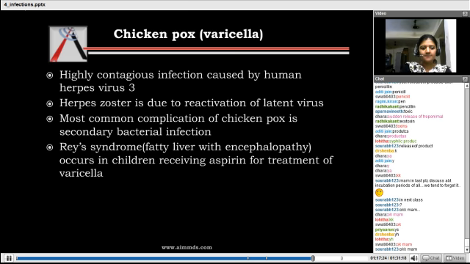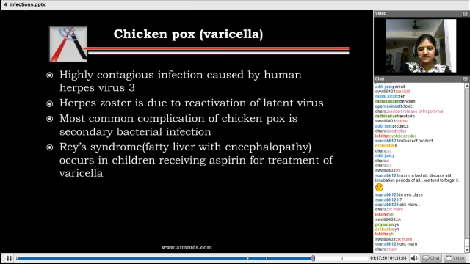Next, chickenpox, varicella, caused by herpes zoster. It's a reactivation of the latent virus. The chickenpox virus becoming latent causes your herpes zoster. It is associated with Reye's syndrome. What is Reye's syndrome? It's a fatty liver with encephalopathy seen in children who consume aspirin.